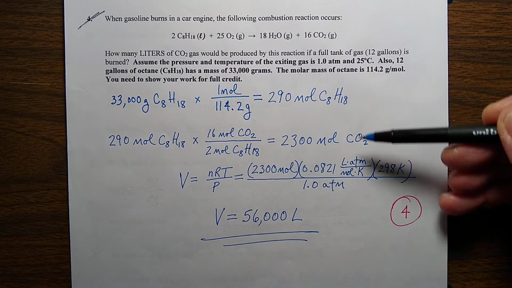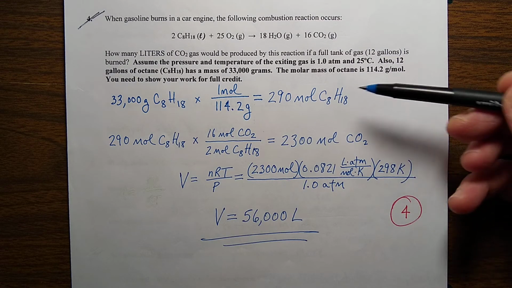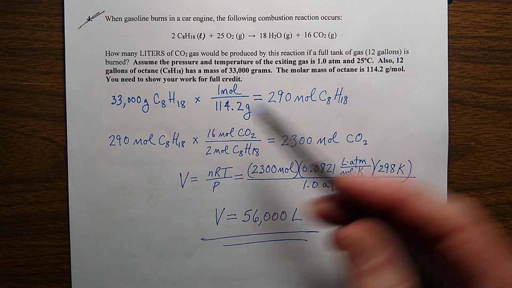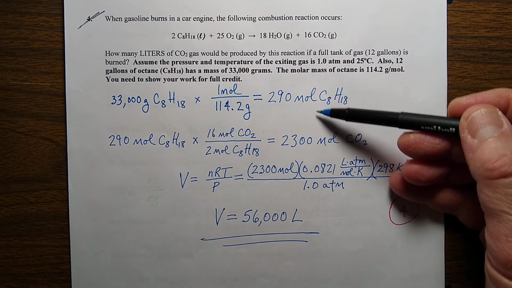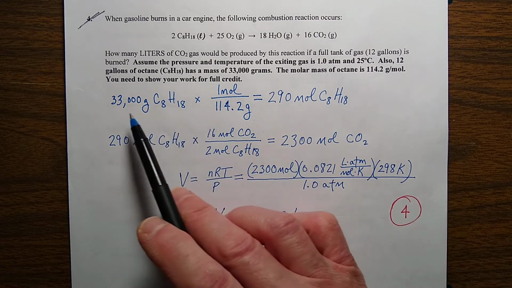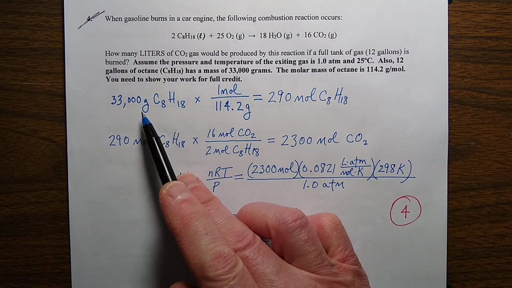Now, I rounded off as I went. Some people didn't. You didn't have to. But as long as you round off to 2 sig figs at the end, that's fine. It's actually better to carry through all the extra digits until the end, so you don't get what's called round-off error. But either way is fine.